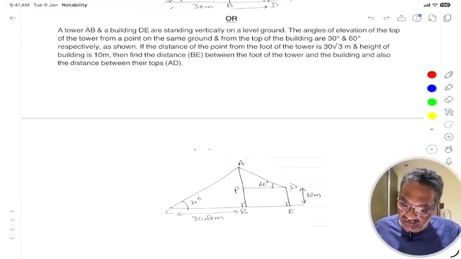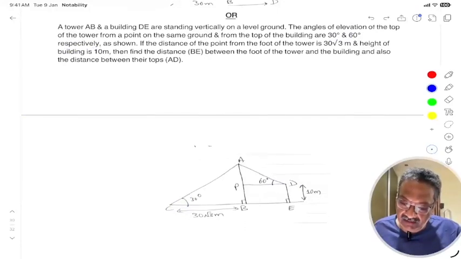From a point on the ground, the angle of elevation is given, and from the top of the building, an elevation is given from point C on the ground, and another elevation is given from D. They are 30 degrees and 60 degrees. So this is 30 degrees, this is 60 degrees angle of elevation.